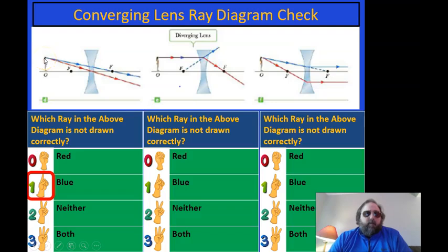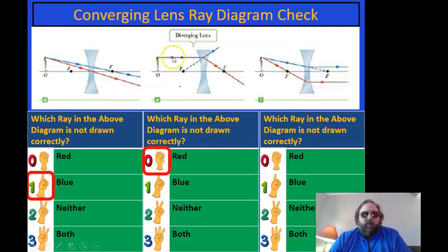We'd have a parallel ray that comes in and goes away from the near focal. And if this one's pointed at the far focal, that's fine. But then when it hits the lens, it's supposed to go parallel. Right? It's supposed to go parallel. The next one, which of the diagrams is not correct? Well, that would be the red one.